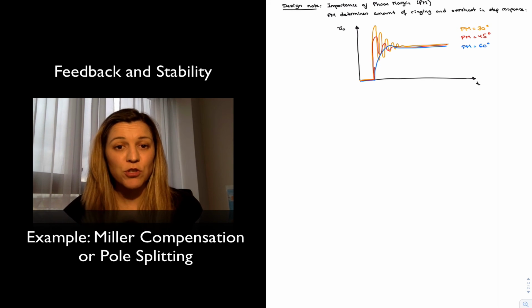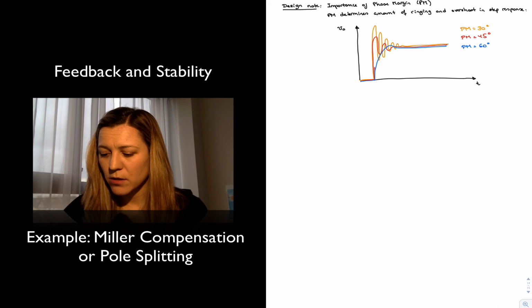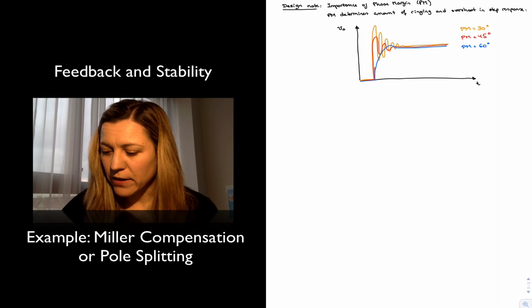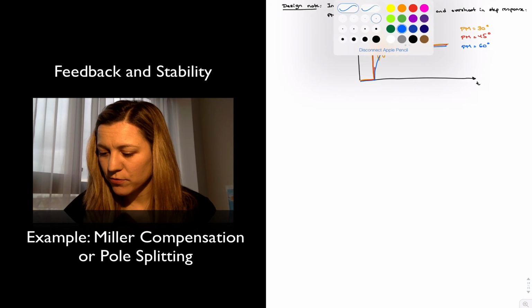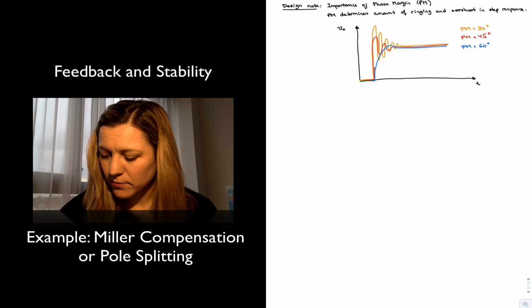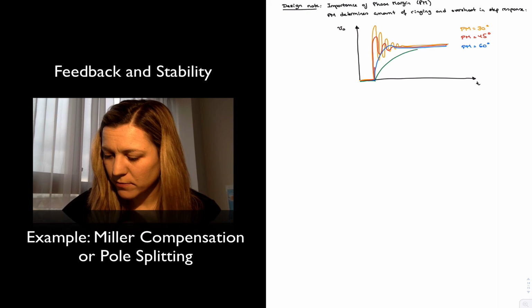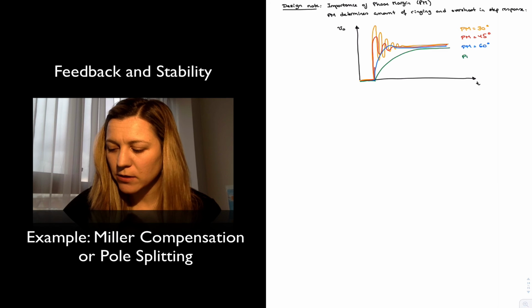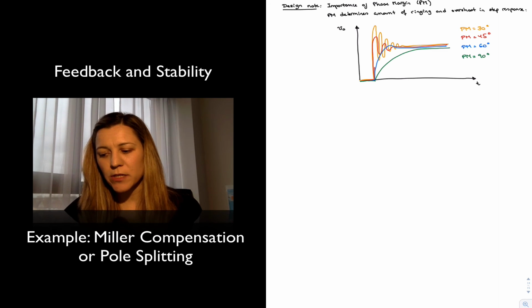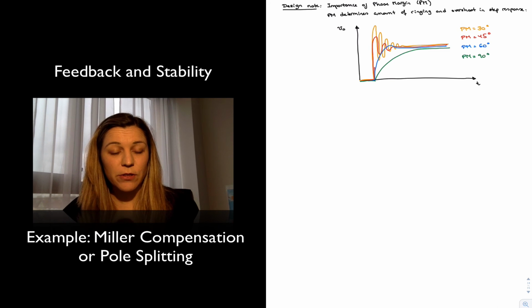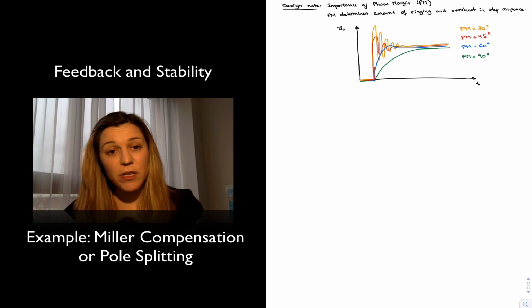The amount of overshoot that I get is very small. It's about 1.3 times the final value. And in the case of, let's say, 90 degrees, which I can put with green, that would be a clearly overcompensated system. And so we can see the higher the phase margin, the less ringing and overshoot.